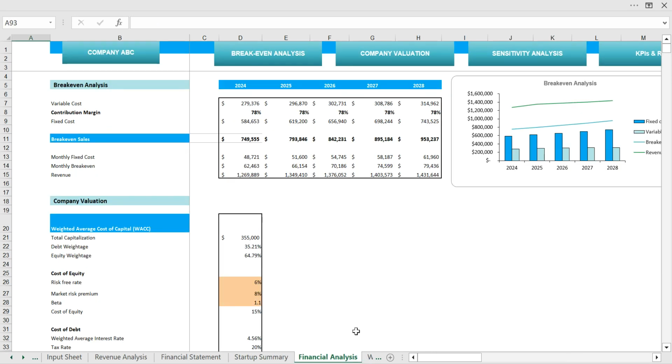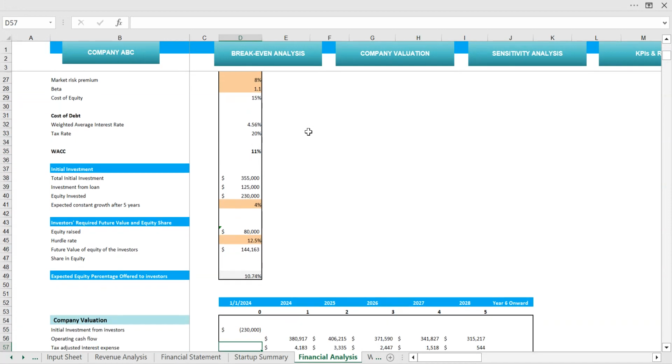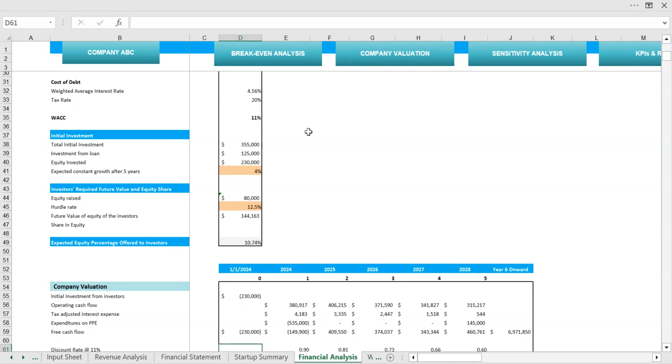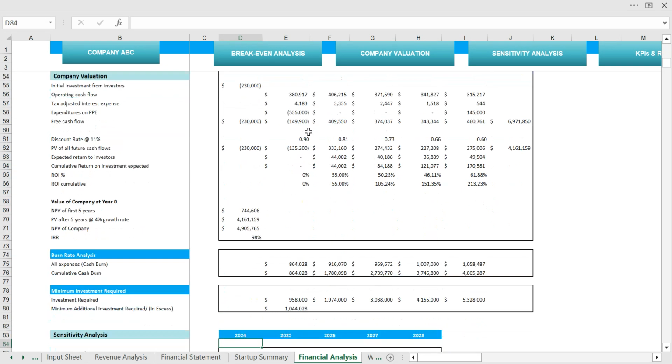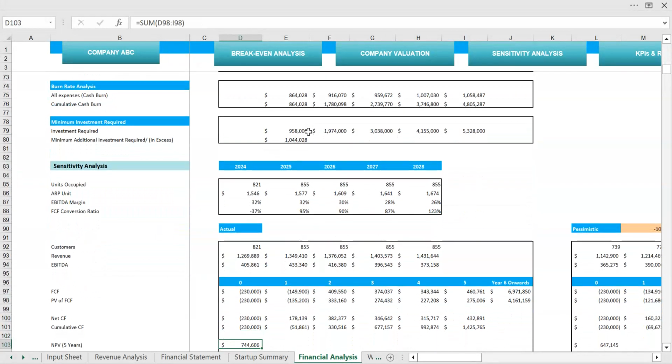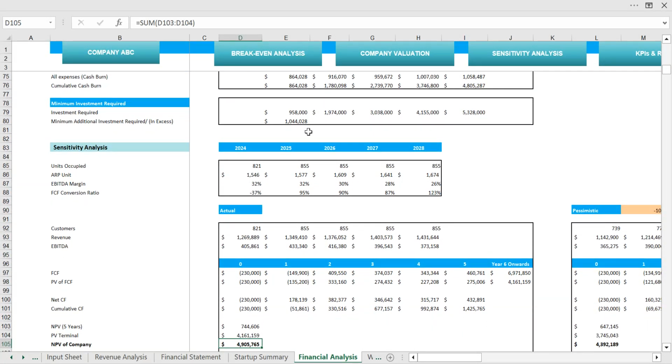Then we have the financial analysis starting with the break-even analysis. Here we have the point of the sales where the revenue equals the cost. Then we have the company valuation to know the worth of the company and whether it is profitable to invest or not. So we have the NPV and IRR as well. Then we have the sensitivity analysis in which we are showing the changes in the revenue and NPV and IRR if there is going to be change in the number of units occupied.